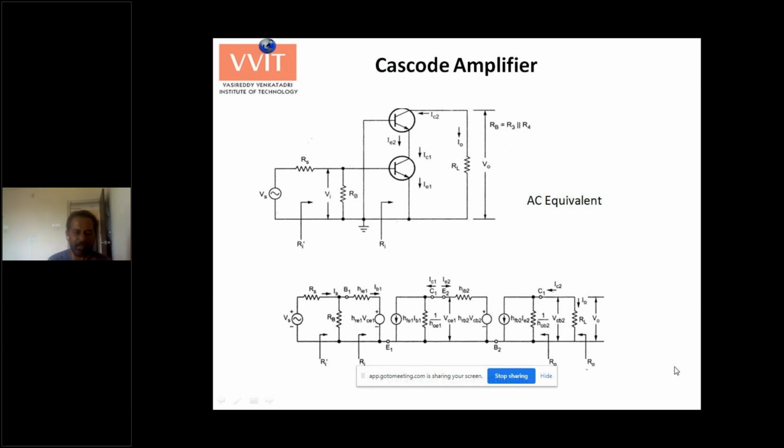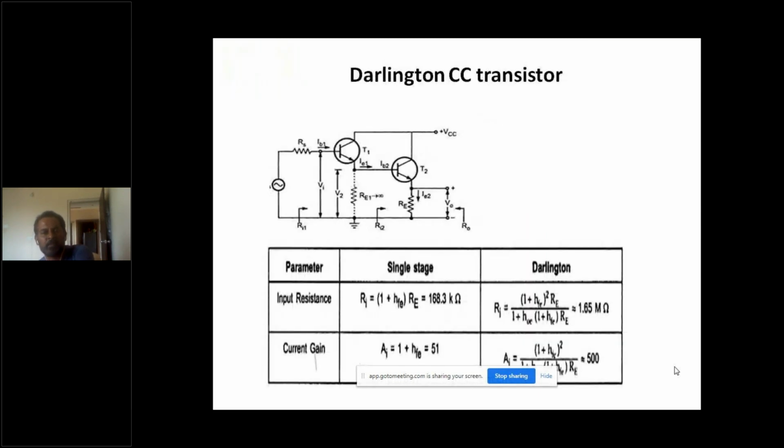So what are the characteristics? It has moderate input resistance, high output resistance, and it provides us large bandwidth. It finds application in voltage stabilizers. Please be familiar with this one.